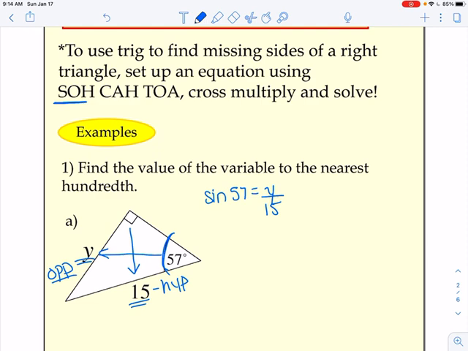So this is the only time I'm going to actually set up the two fractions, but I'm just going to put that over 1, so I have two fractions set equal to each other. So every single time you can always put that one side over 1, and then we're just cross multiplying and solving. Okay, and again, I'm just going to write it out at first. I'm not going to actually go into my calculator. Y times 1 is just y, and then I'm going to do 15 times the sine of 57. So literally all I'm going to do inside my calculator is 15 sine of 57.